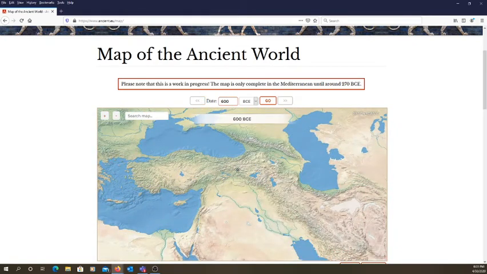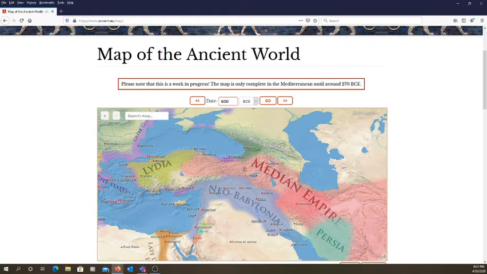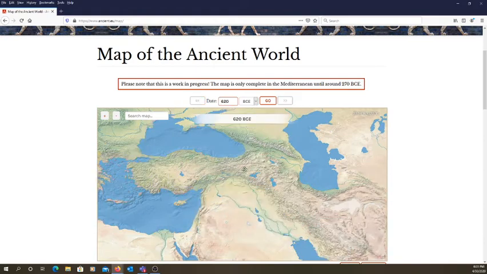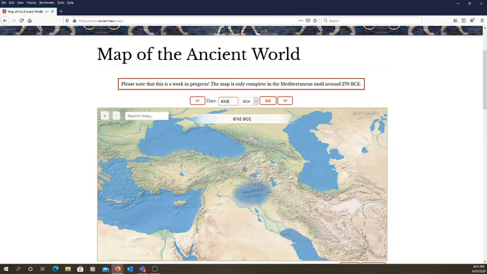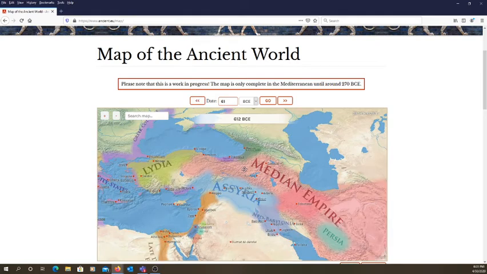By 600 BC, we're going to see that the Assyrians are gone. They're actually beat in the 620s, or in 619. In 615, they're starting to get beat. It's in 612 that they disappear. There they go.